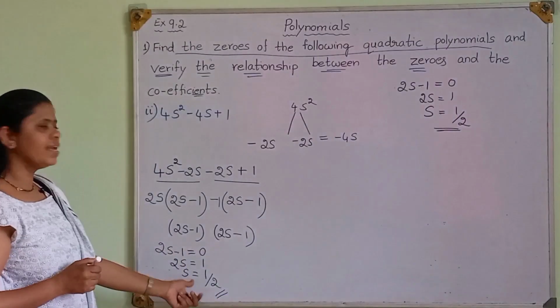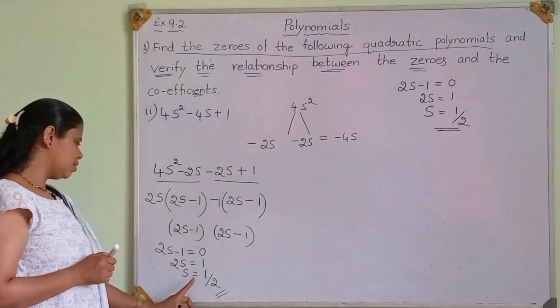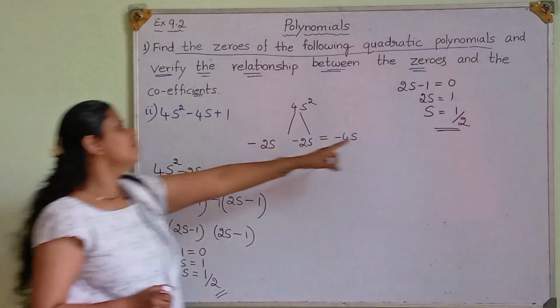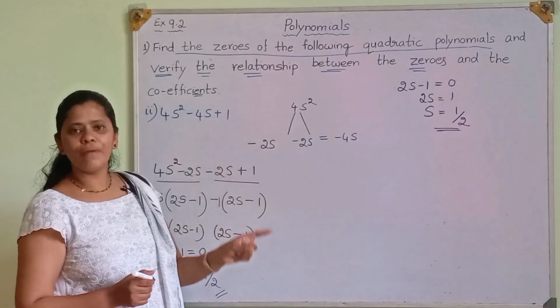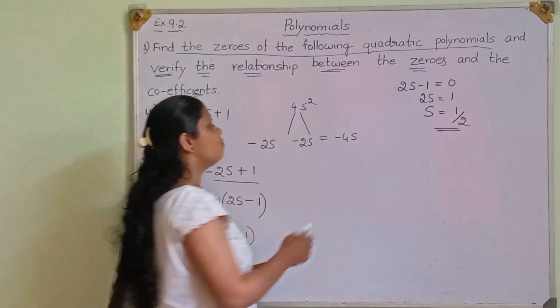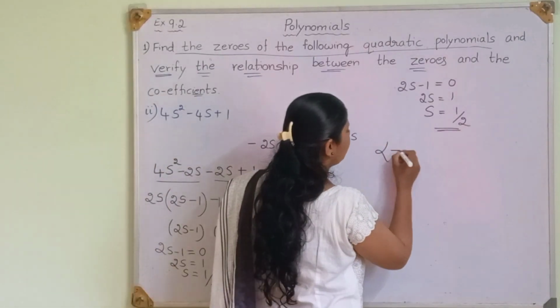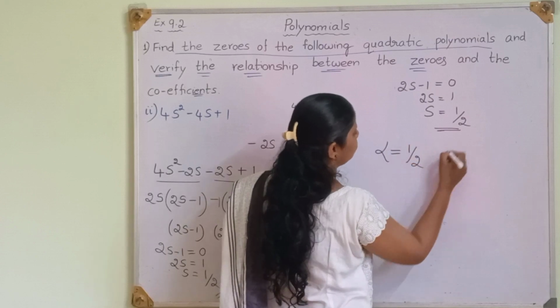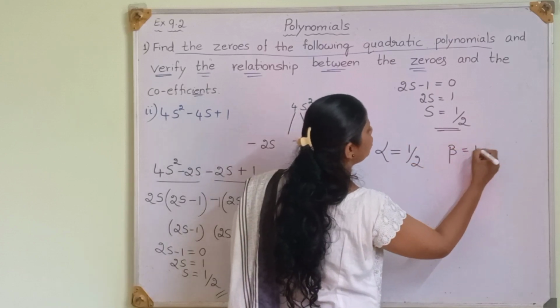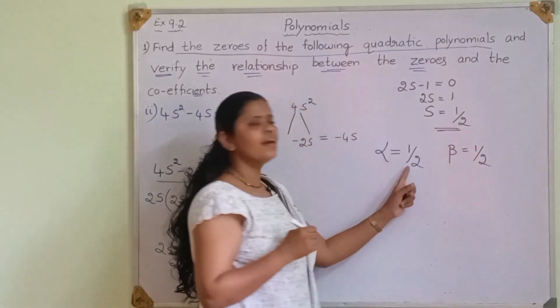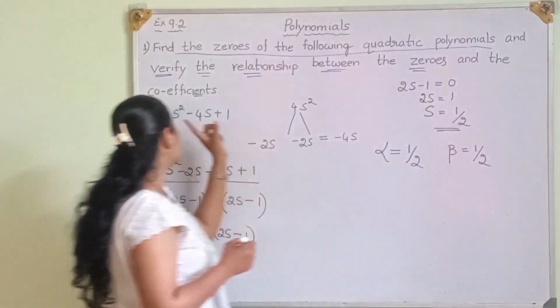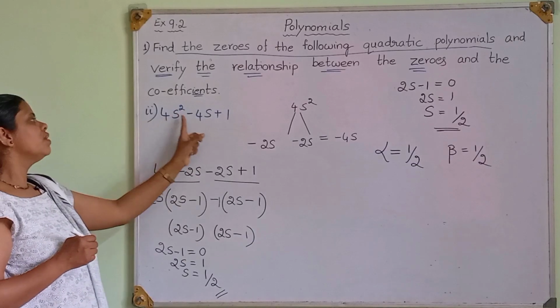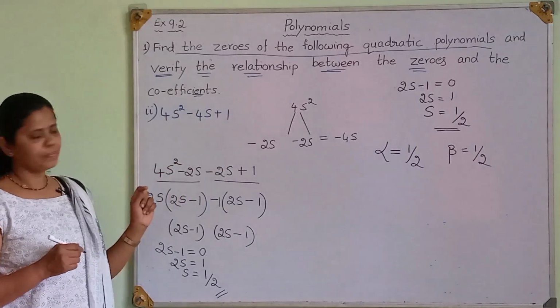See, for s we have got two values, that is 1 by 2 and 1 by 2. That is, the value of alpha is 1 by 2, beta is also 1 by 2. Alpha is equal to 1 by 2, beta is equal to 1 by 2. And these are called the zeros of the polynomial of the quadratic equation 4s square minus 4s plus 1.